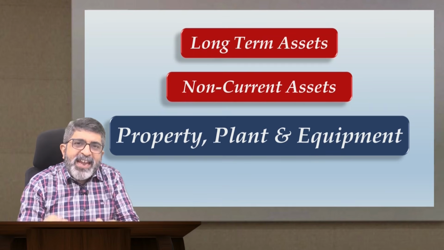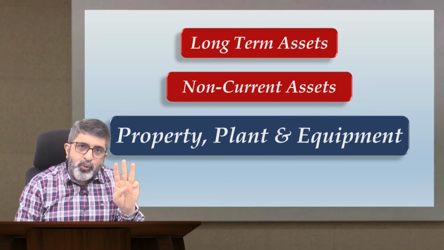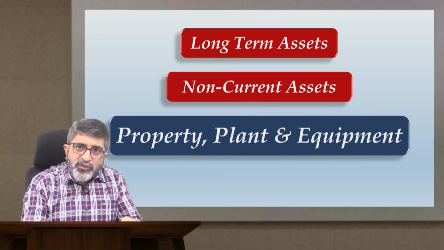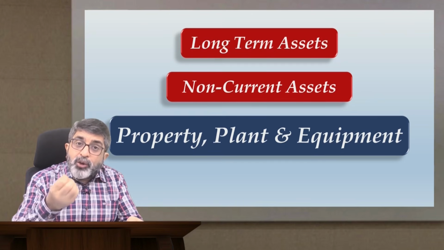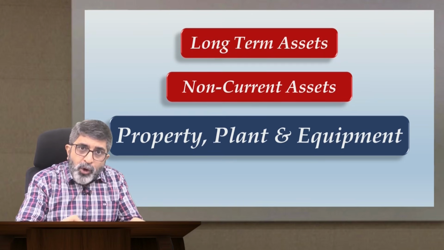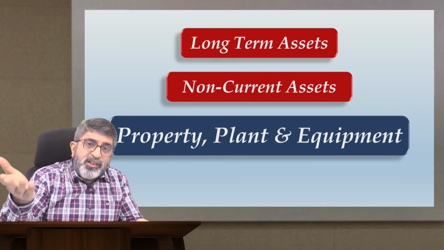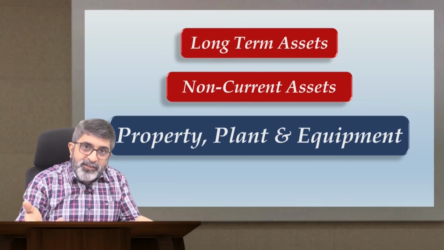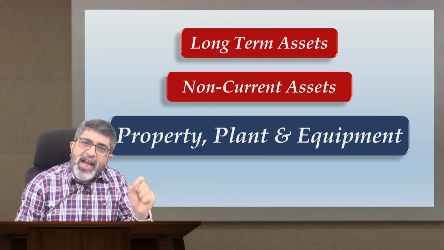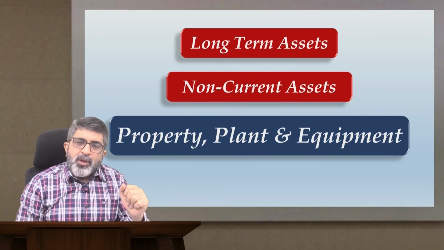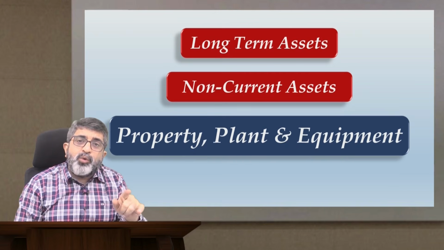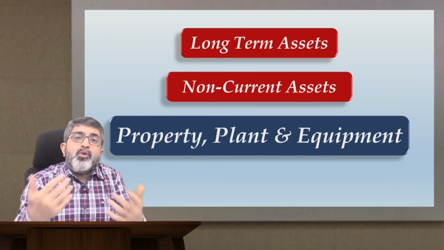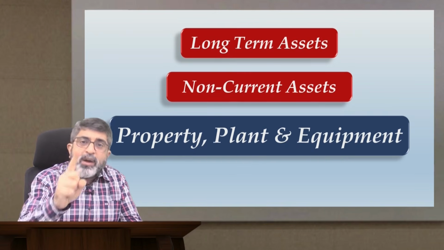So when I say held for use, it could be three types of use. It could be used for production and sale of goods or services. It could be held for use by others on rental basis, or it could be held for administrative purposes. But the most important feature of a property, plant and equipment definition is it is held for use and it is intended to be used for a period longer than 1 year.